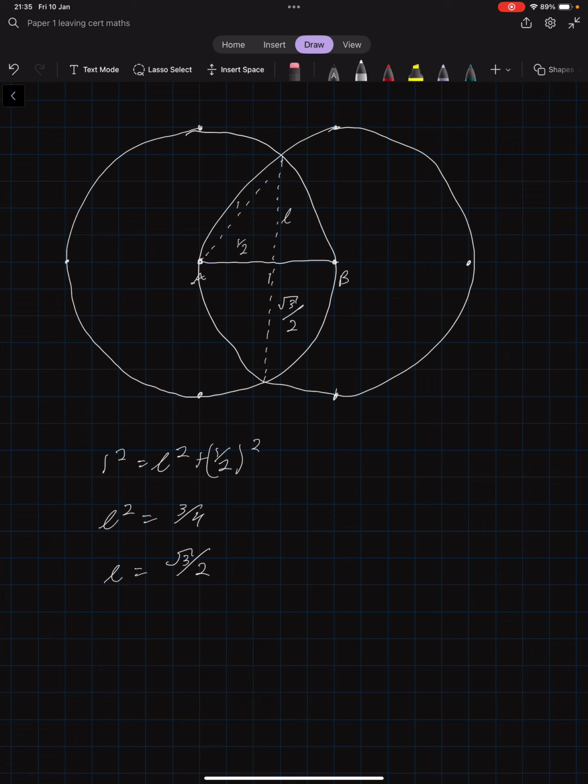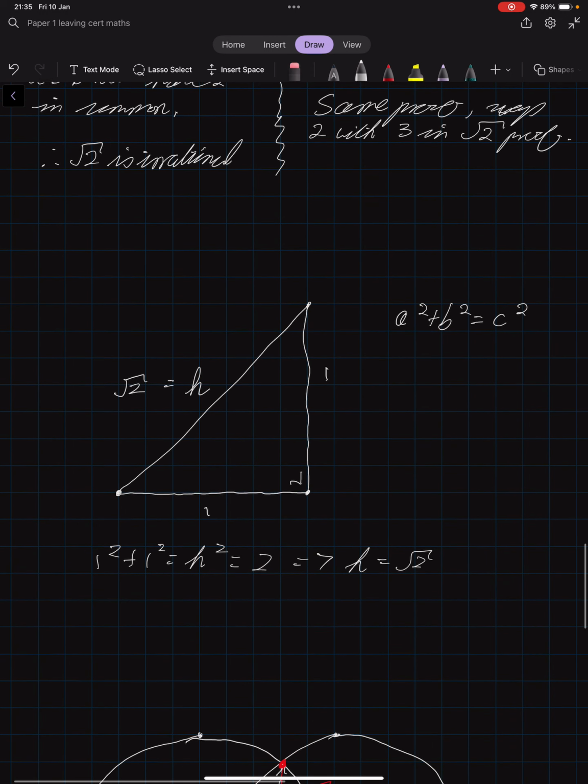And so this length here is root 3 divided by 2. Here is also root 3 divided by 2. And therefore this length here is equal. So that is how you construct root 2.